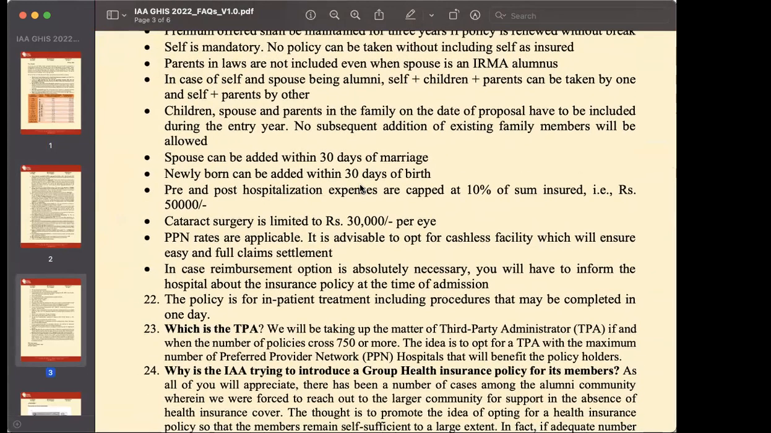Parent-in-laws are not included, even when the spouse is an IRMA alumnus. This actually means that in one single policy, the self will be the primary person. So you will have to take two separate policies if the spouse is an IRMA alumnus, so that she or he can cover her or his parents in the policy. Is this one clear? Because parent-in-laws is one question that really is coming up with everyone.